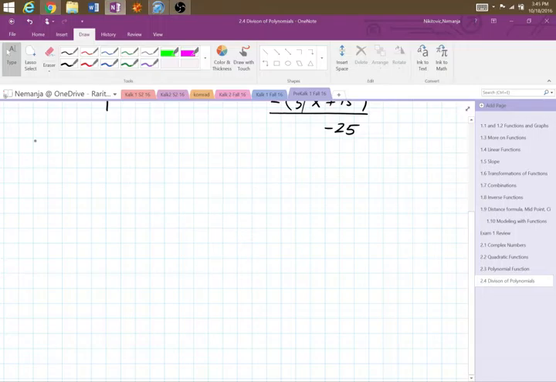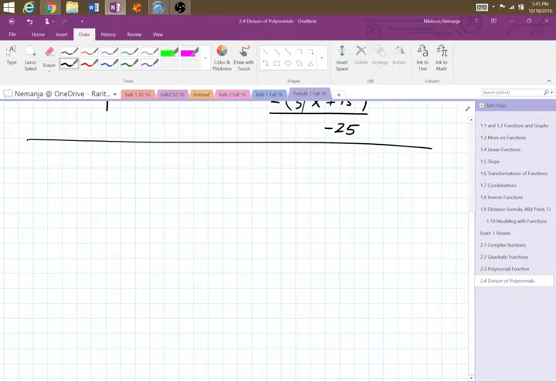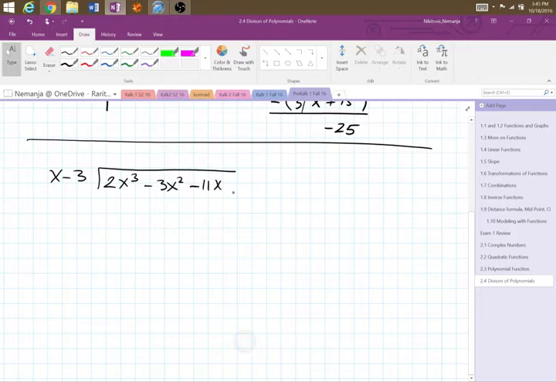So here is the example. Try this one. It says x minus 3 divided into 2x cubed minus 3x squared minus 11x plus 7.